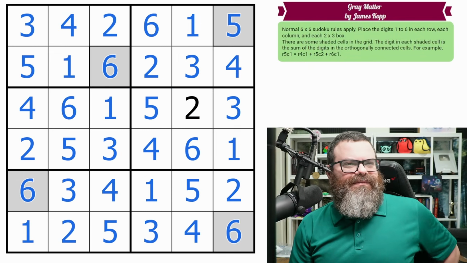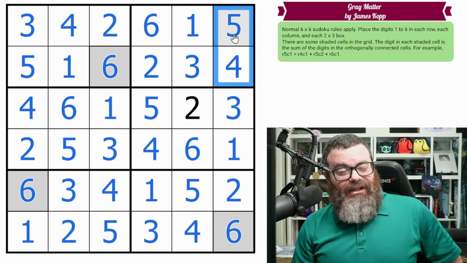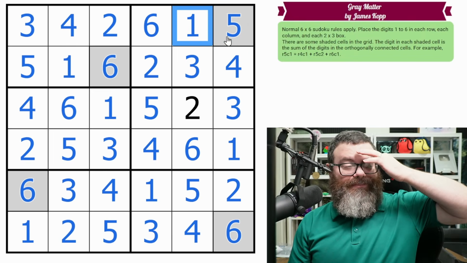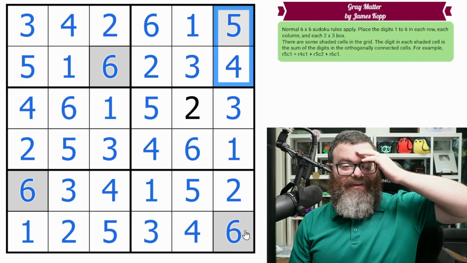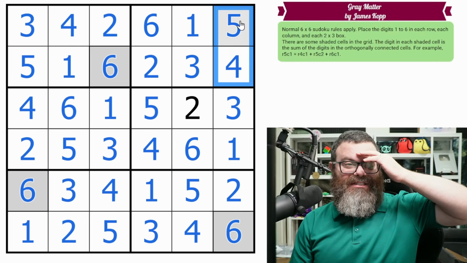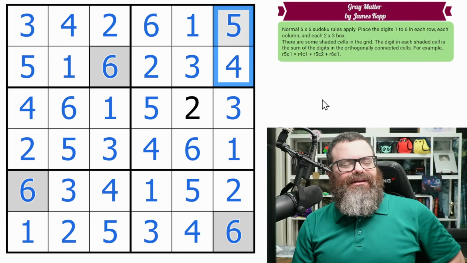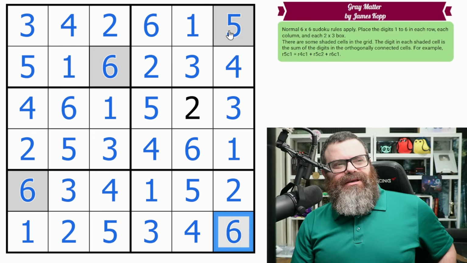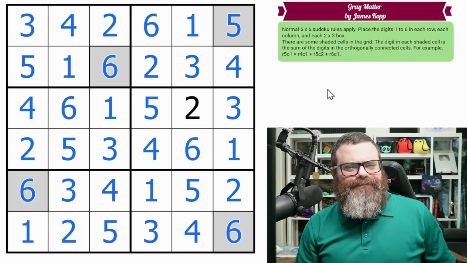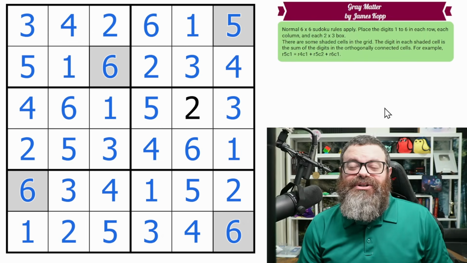Neat ending there, James. Took a little bit of thought. But yeah, it came down to this having to be a 1, and these having to be consecutive, and this was 5 or 6 only, so making this 5, 6 would break that. And so then we were able to place the 6 in the box. That was neat. All right, well, how'd you do?